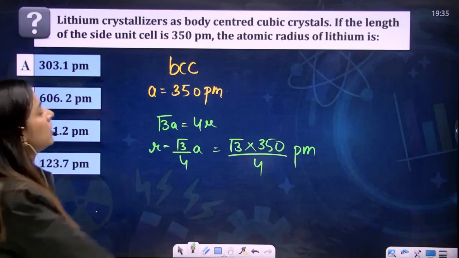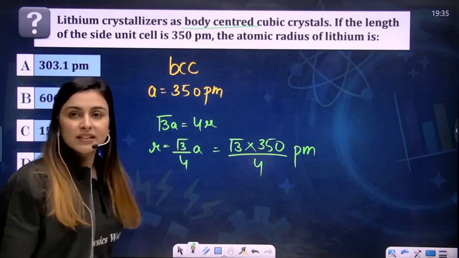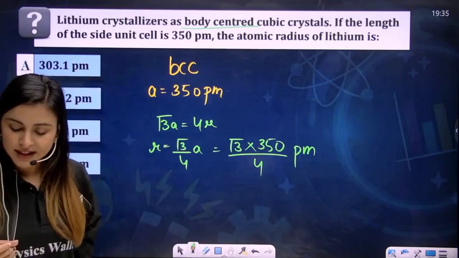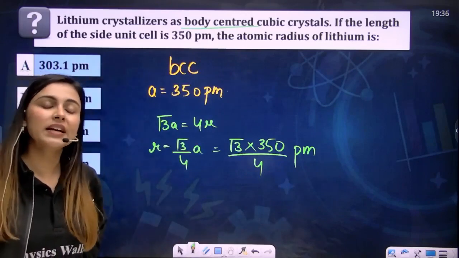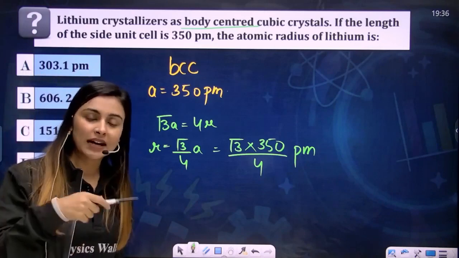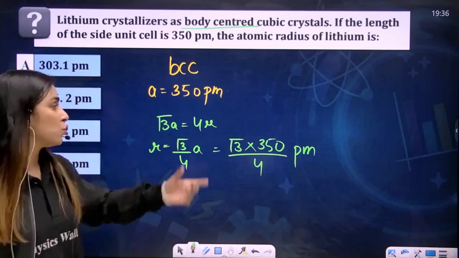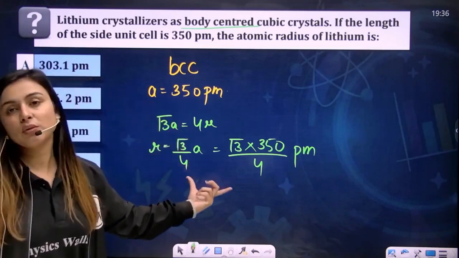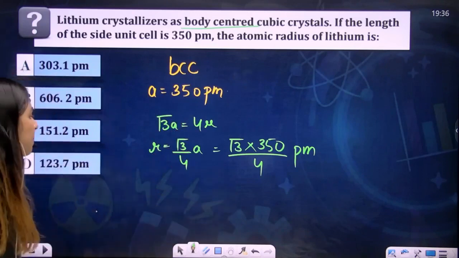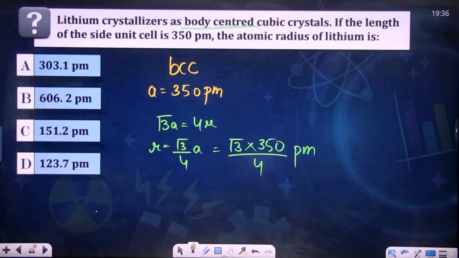It was given that it is a body centered cubic unit cell and you were asked the radius, given the edge length. You know that in a body centered unit cell, the atoms touch along the body diagonal. So you have to use this relation and find out the value of radius. Perfect. Let's move forward to the next question.